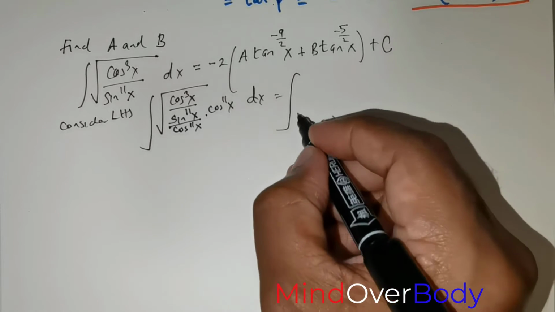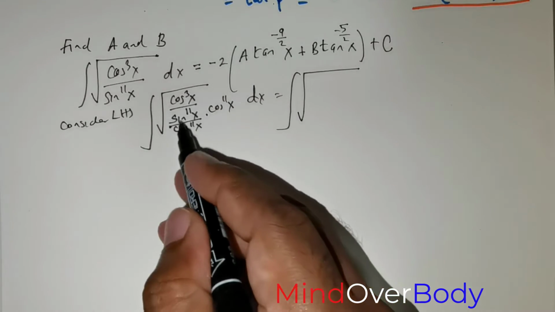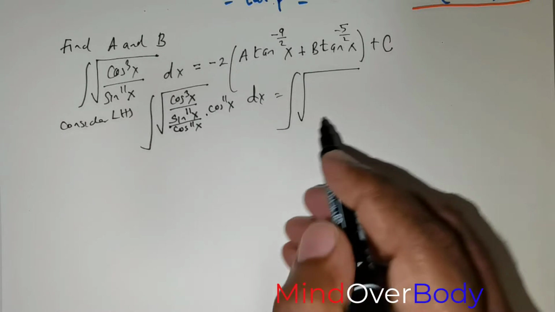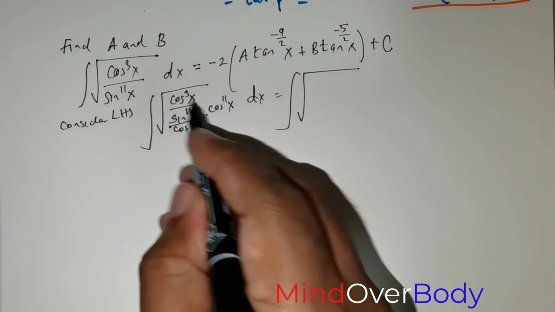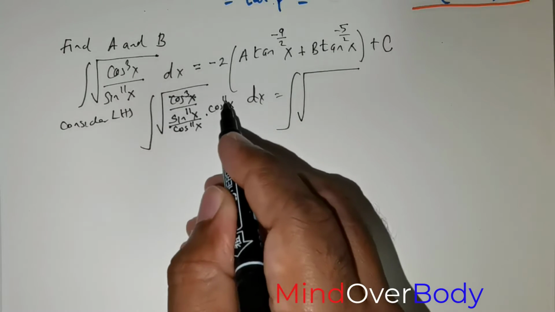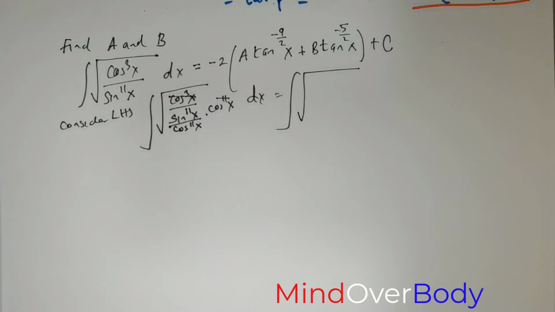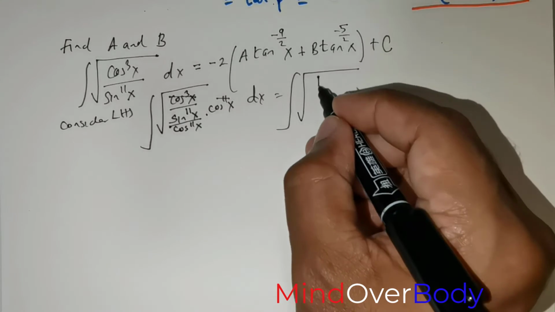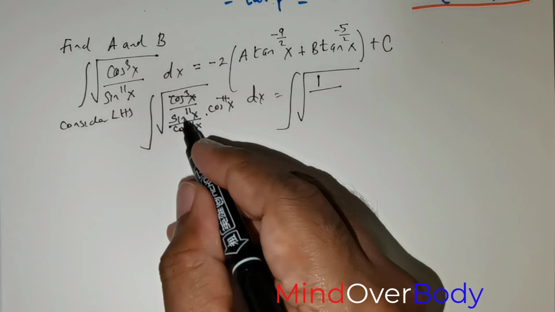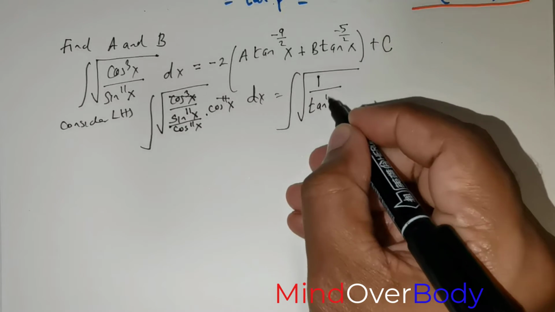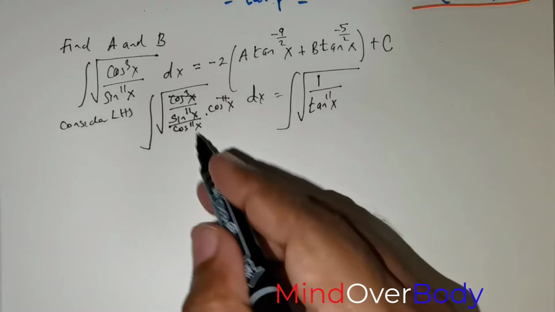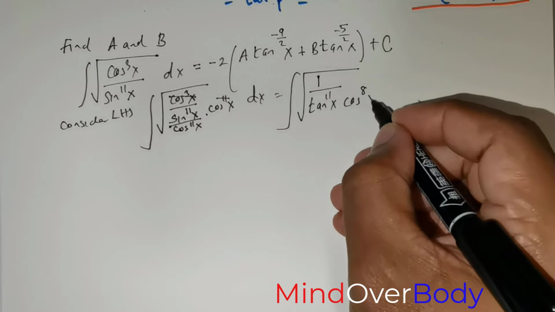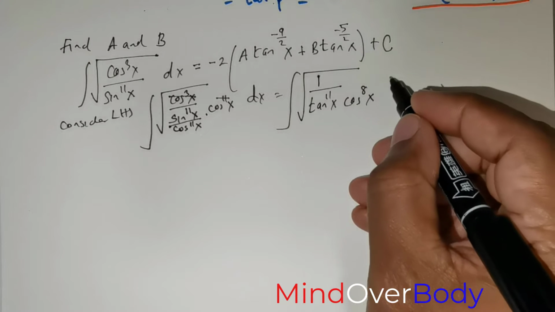Now this sine raised to the power of 11x over cos raised to the power of 11x, we know that this is tan. Now I have a cos cubed and cos raised to the power of 11x, so I can cancel the terms here. If I were to do that, I would get 1 over tan raised to the power of 11x, and this is going to be cos raised to the power of 8x.